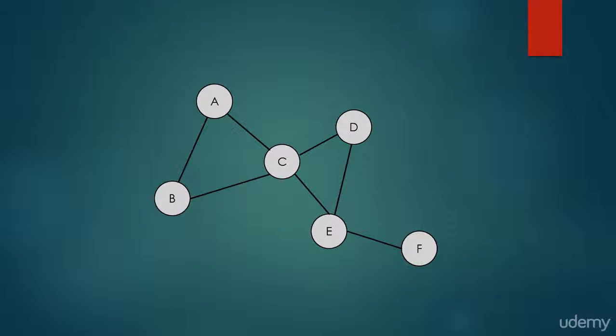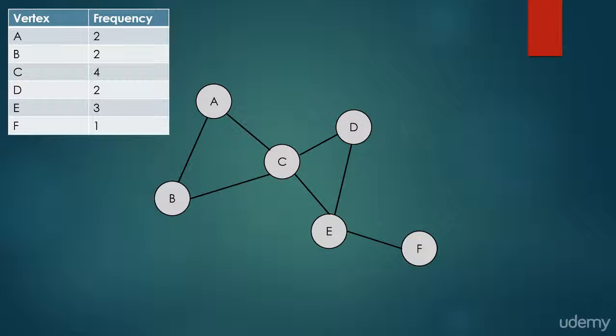Let me illustrate how it works. We have 6 nodes: A, B, C, D, E, and F, and we have to calculate the degree distribution, or the valence. It's not frequency. As I said earlier, we have to calculate that, for example, A has 2 neighbors, B and C. B has 2 neighbors, A and C. C has 4 neighbors, A, B, D, and E. E has 3 neighbors, C, D, and F. F has only 1 neighbor, E. We just have to calculate it.